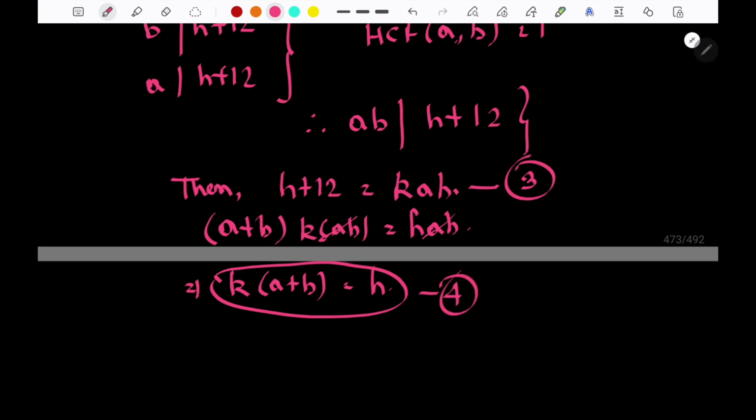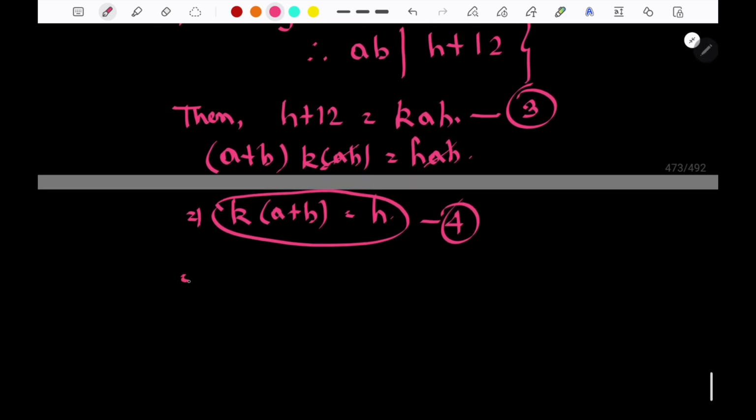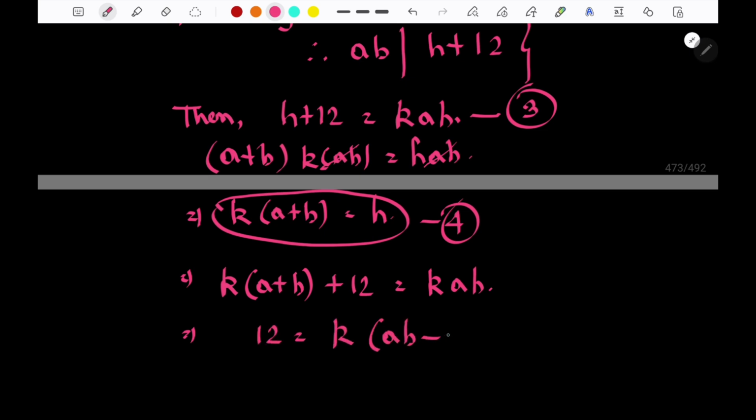So what we required, we don't require H. That is our strategy. So if we don't require H, we can substitute H plus 12 as K into A plus B plus 12 is equal to KAB. So here we get the value only in terms of K and AB. So basically this 12 will be equal to K into AB minus A minus B.